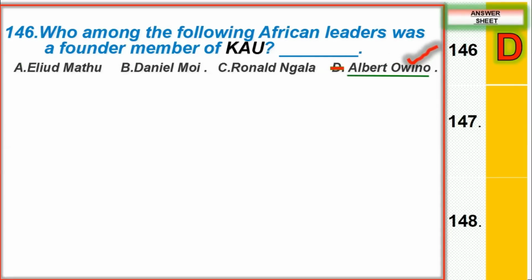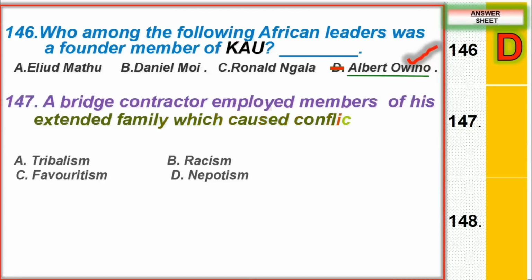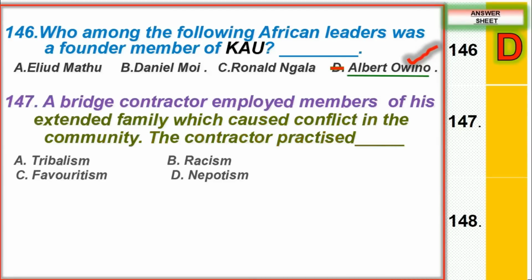Question 147. A bridge contractor employed members of his extended family, which caused conflict in the community. The contractor practiced tribalism, racism, favoritism, or nepotism. The correct answer should be nepotism, because he is employing people from his family, his relatives.